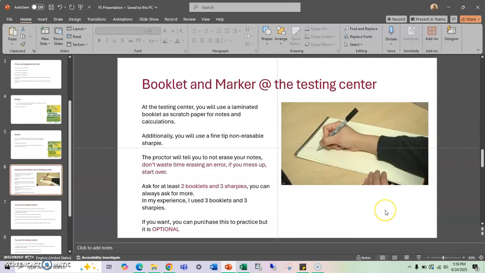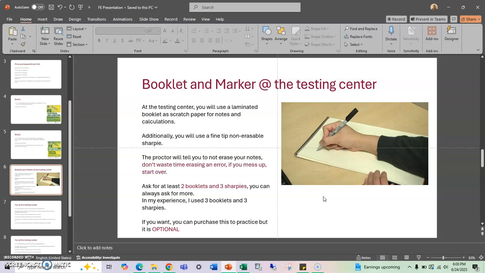The testing center, I have had a lot of people ask me about this. So at the testing station, you will receive a laminated booklet. It will look something like this, and you will receive a fine tip Sharpie. They will tell you not to erase when you're writing a question. So if you make a mistake, they will tell you to just move to another section without erasing it because it's a Sharpie marker. So I would recommend you just use more space. If you make a mistake, just move and rewrite everything again.